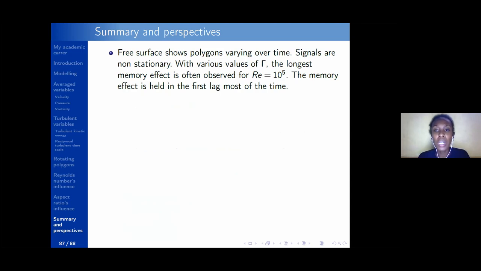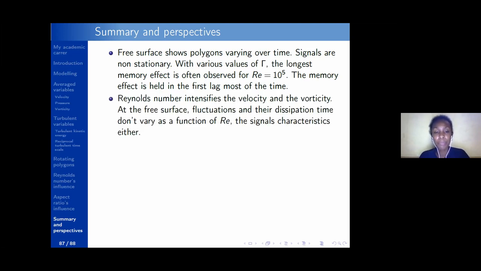For the free surface, it shows polygons varying over time. Signals are non-stationary and with various values of gamma. The longest memory effect is often observed when the Reynolds number equals 10,000. The memory effect is held in the first lag most of the time.